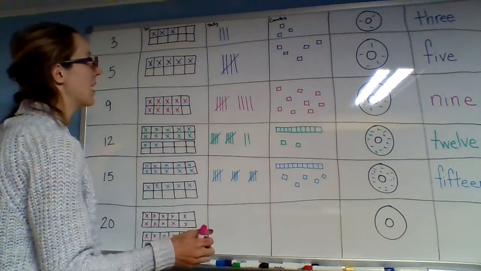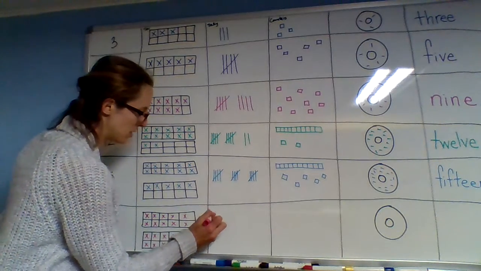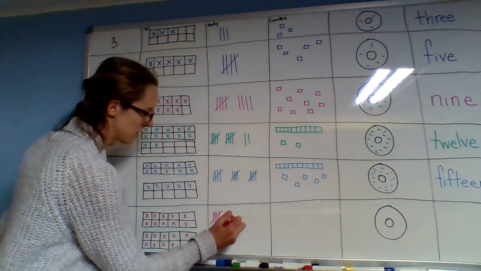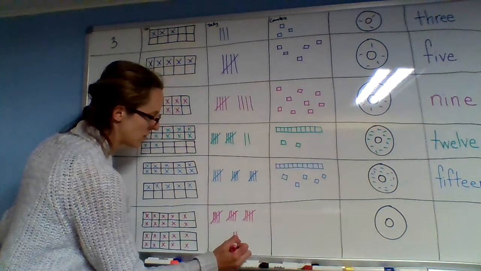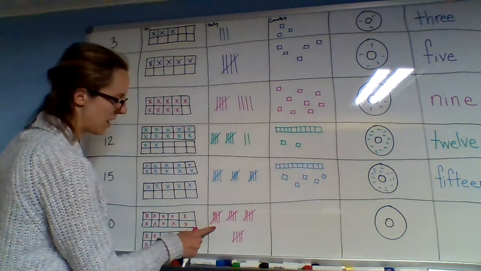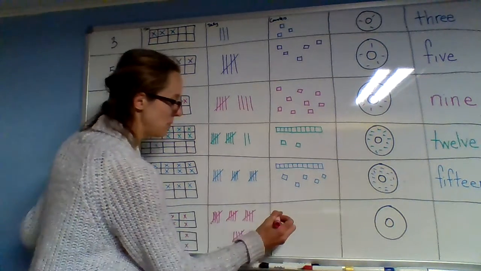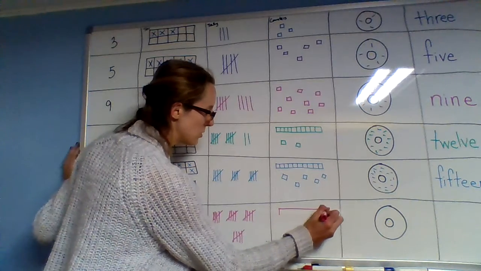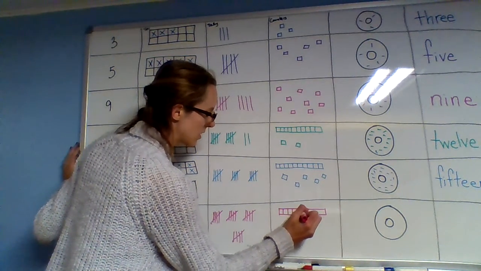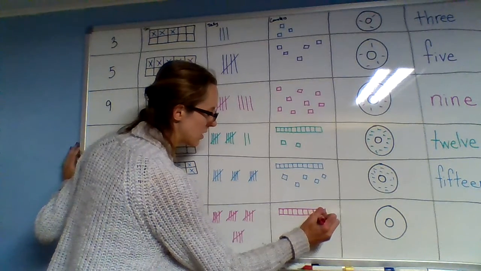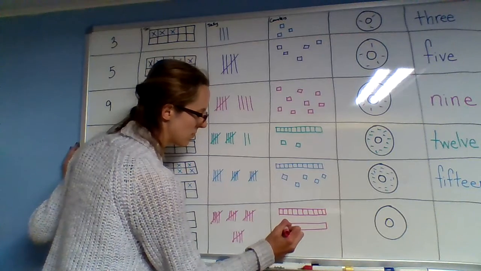When I get to my tally marks, I need 4 sets of 5. 1, 2, 3, 4, 5. 1, 2, 3, 4, 5. 1, 2, 3, 4, 5. 1, 2, 3, 4, 5. 5, 10, 15, 20. When I get to my counters, I can do this one in 2 sets of 10. I can do it with 2 longs.